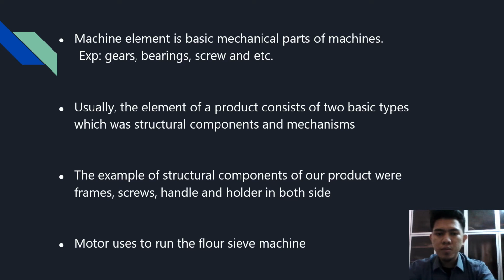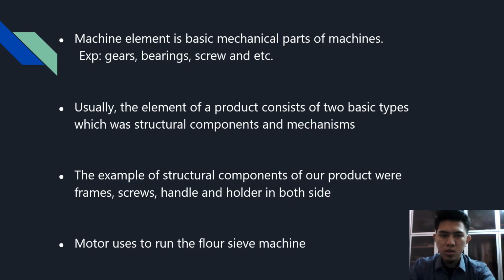Usually the elements of a product consist of 2 basic types, which are structural components and mechanisms. Examples of structural components of our product are the frames, screws, handle, and holders on both sides. Here we use a motor to run our flour sieve machine as the mechanism.